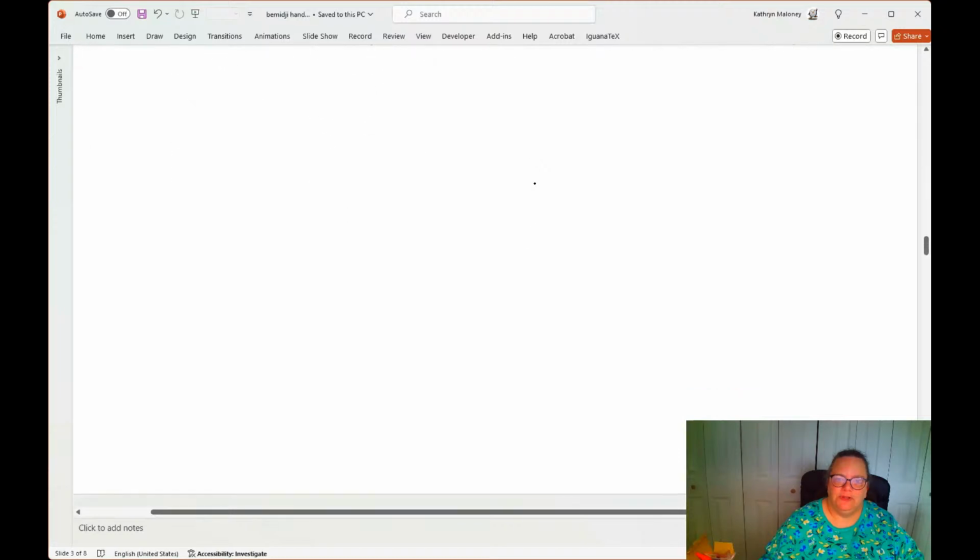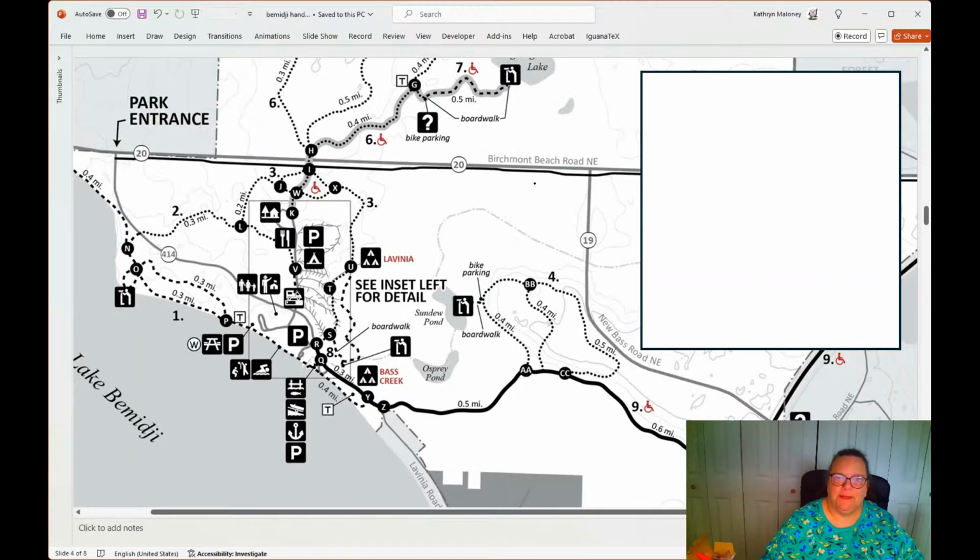All right. We are going to go to the next one. There we are. And I'm going to get my highlighter. What are we going to do for this one? We're going to actually start down here, and we're going to walk up to here. And then we're going to make our loop. And then we're going to walk back. Okay? So let's figure out how far that is.